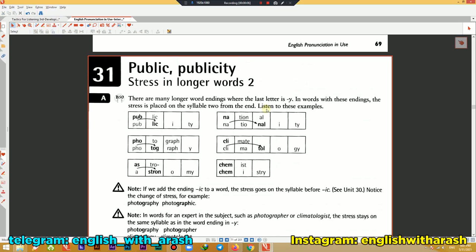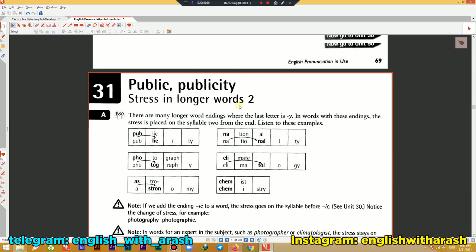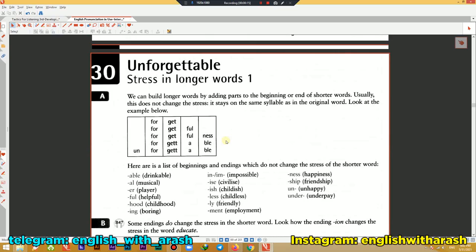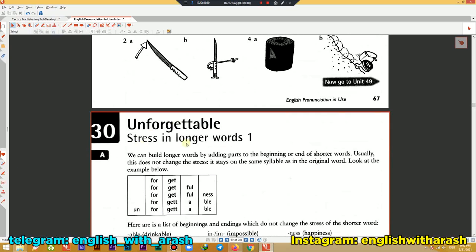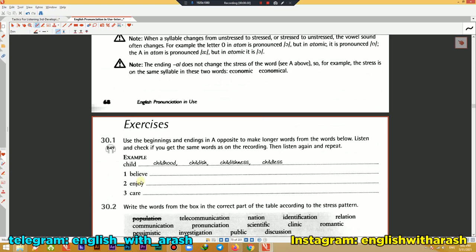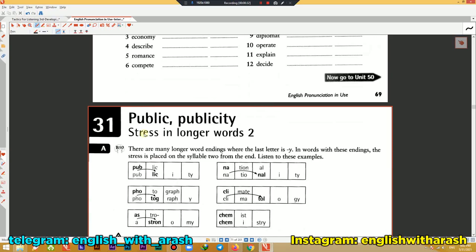Today we're talking about stress in longer words. If you remember last session, we also talked about unit 30, unforgettable stress in longer words. So that was part one. Now here again we have stress in longer words, part two.